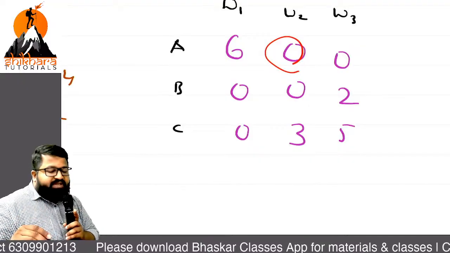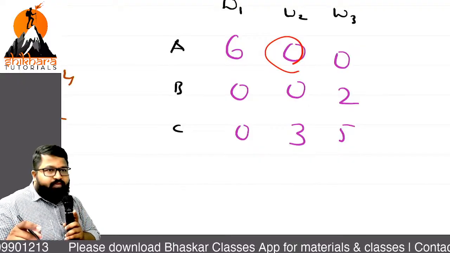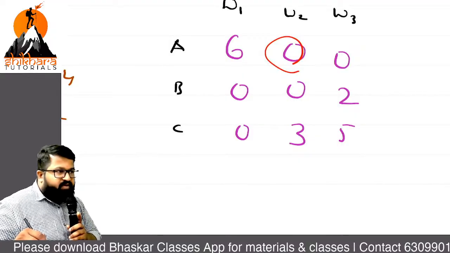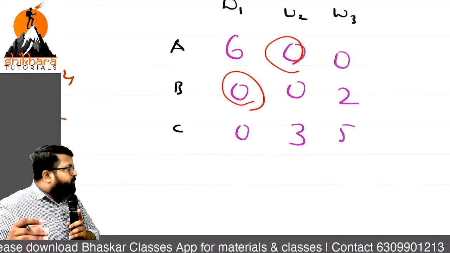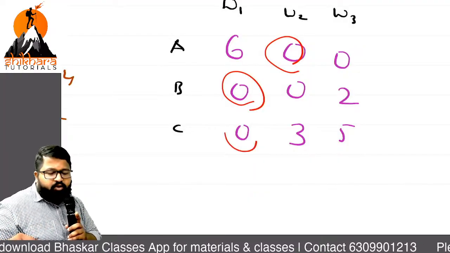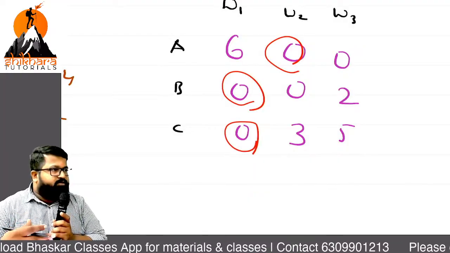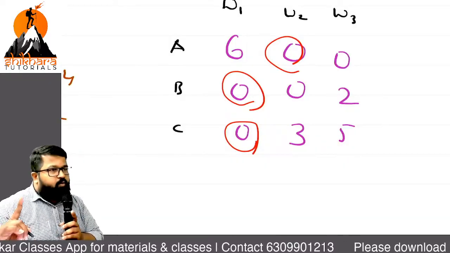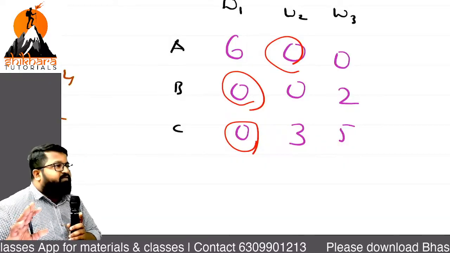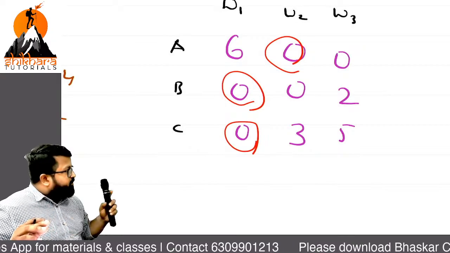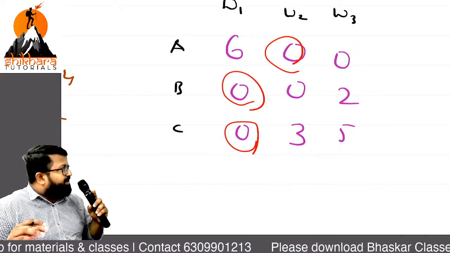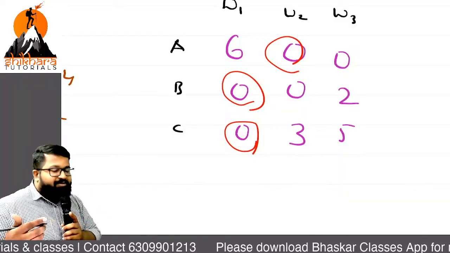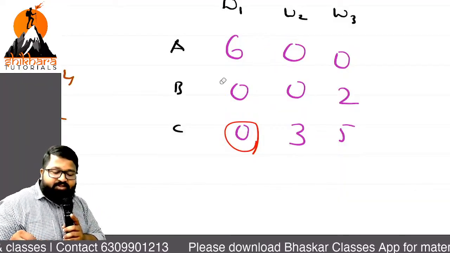If I select that 0, is there any option for B? For B, W1 is there. What about C? There is a 0, sir. So it is selected. What is the concept then? One man, one wife. Here, who is getting 2? Work 1 is getting 2 persons. It's not right, so our allocation is not fair.